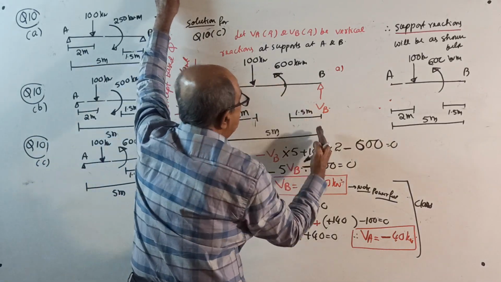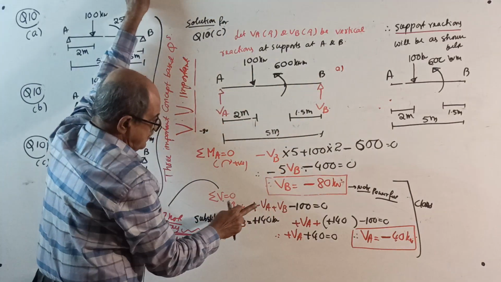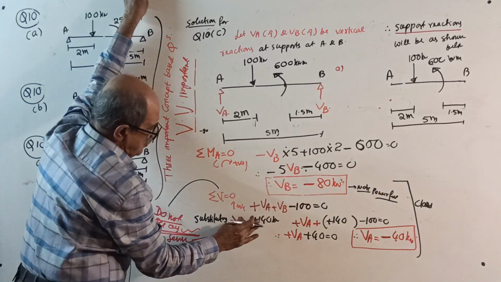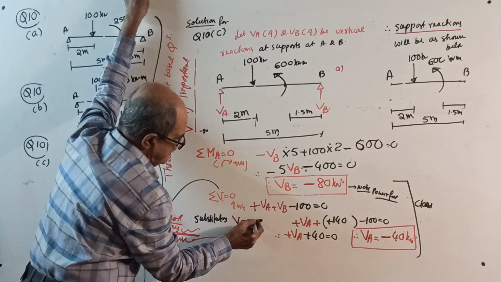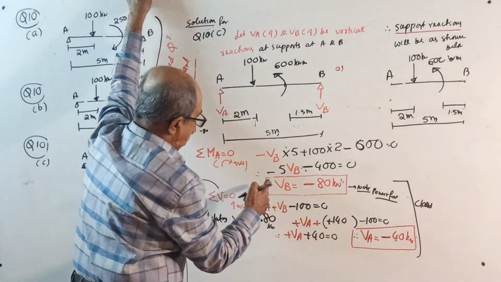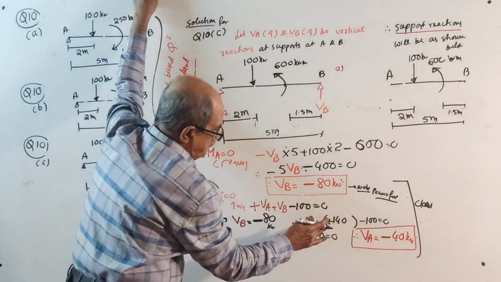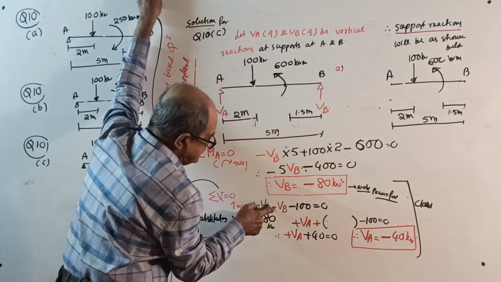Sum of forces: plus VA plus VB minus 100 equal to 0. Then substitute VB, whatever you got. We got VB as minus 80. Substitute minus 80 kilonewton. You will get VA. Where is VA? VA plus VB, this plus is this plus.